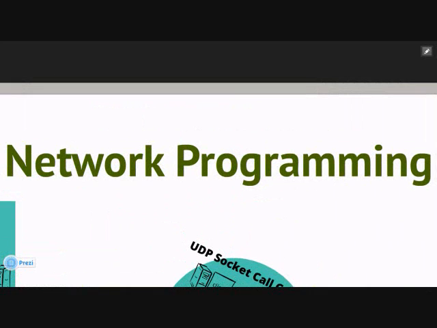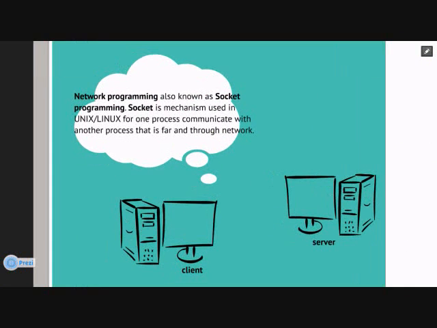Programming. Network programming, also known as socket programming. Socket is a mechanism used in Linux for one process to communicate with another process that is far away, through a network.